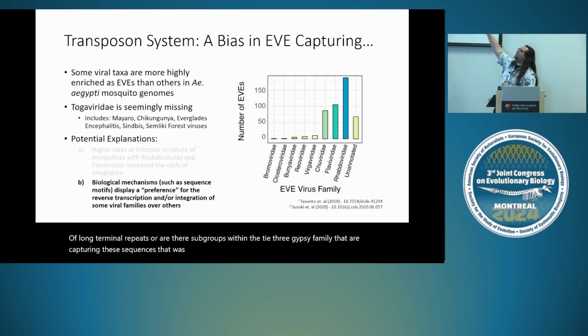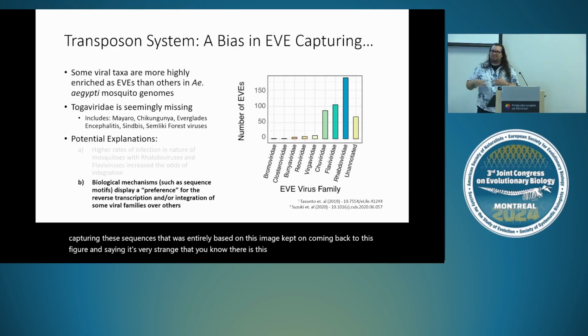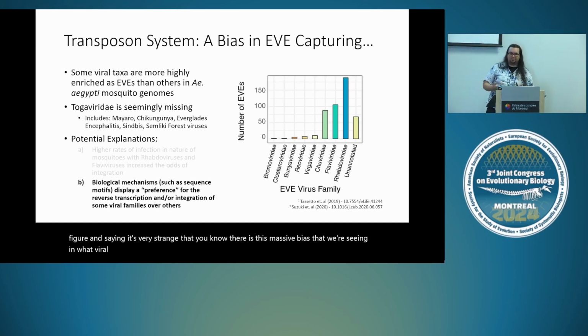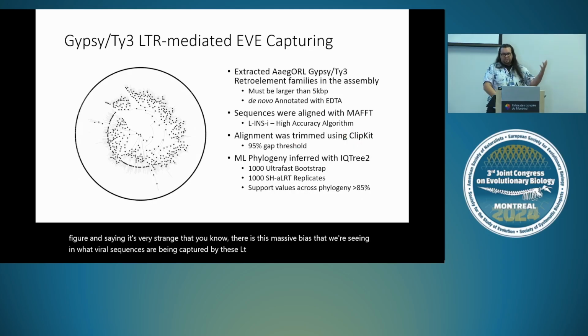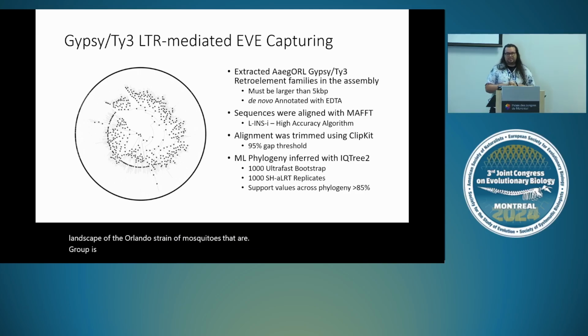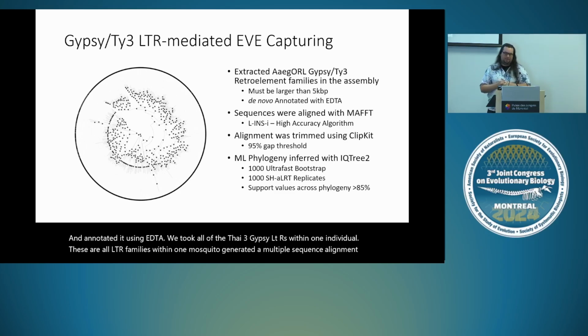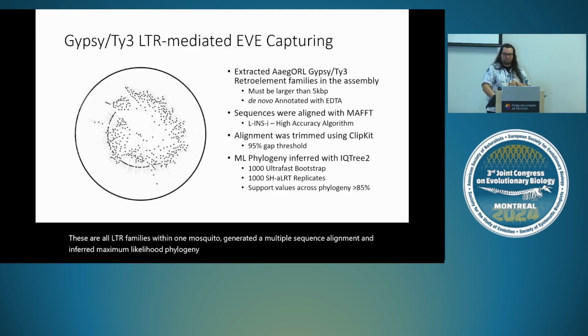That was entirely based on this image. We kept on coming back to this figure and saying, it's very strange that there's this massive bias that we're seeing in what viral sequences are being captured by these LTRs. So we took the transposable element landscape of the Orlando strain of mosquitoes that our group is working on currently and annotated it using EDTA. We took all of the Tai3 gypsy LTR families within one mosquito, generated a multiple sequence alignment, and inferred a maximum likelihood phylogeny using IQ-Tree2.